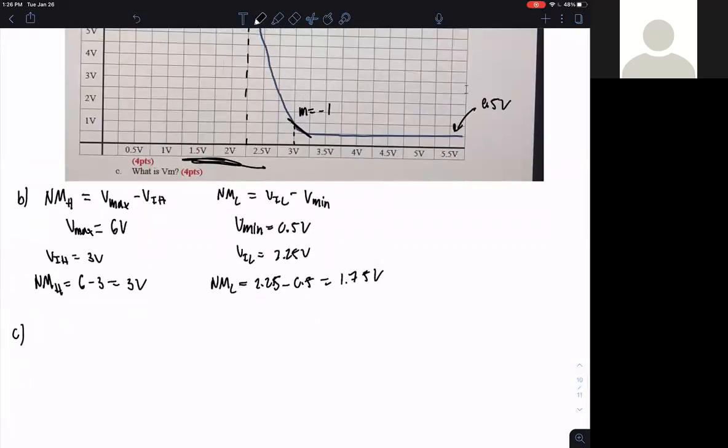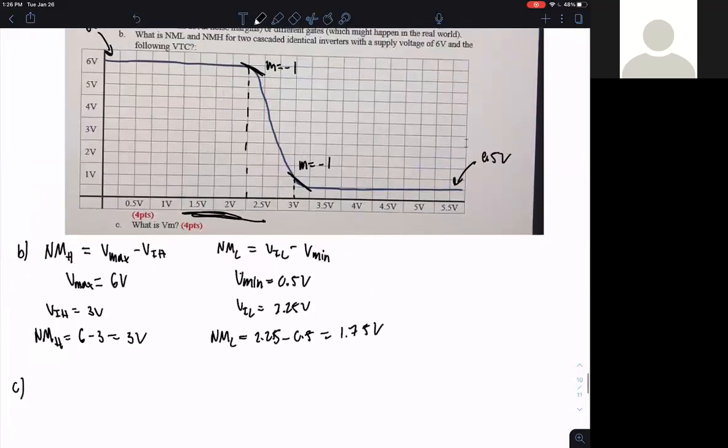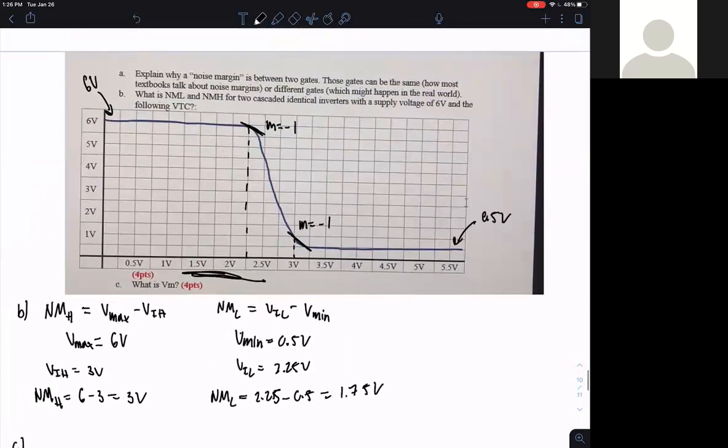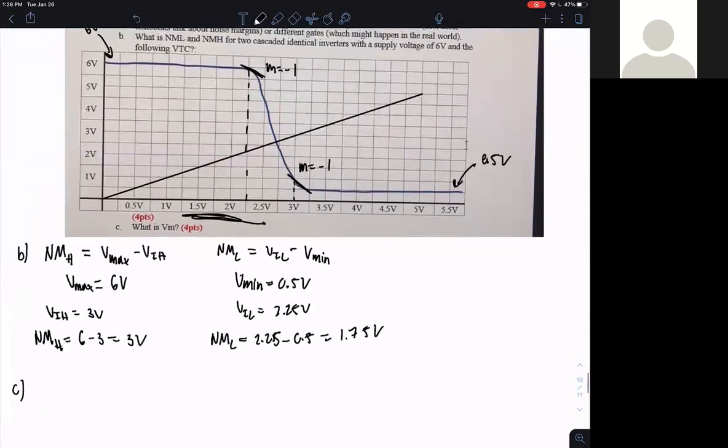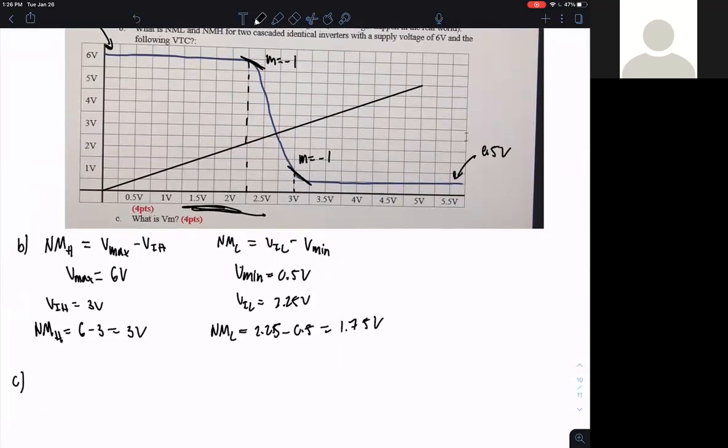All right. So the next part is asking for what is VM, or the switching threshold. Well, we can find the switching threshold, that's where Vin is equal to Vout. So we can just simply draw a slope of 1 since that's where Vin is equal to Vout. So let's go ahead and do that. Let's try to do 5 volts. I think right there. Yep, 5 volts. Okay, and then where this line crosses the VTC is where VM is.